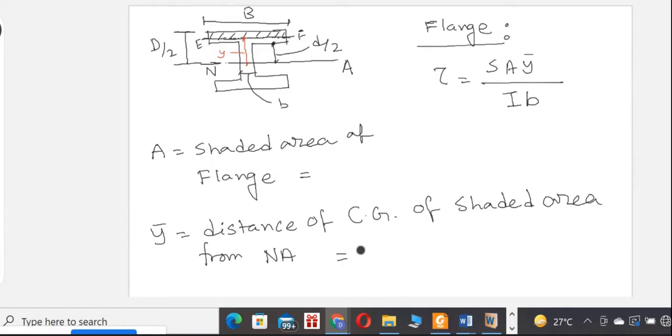What is the shaded area of the flange? A. We have done it in similar for the rectangular part. Please go back and have a look. So capital B into dy. Capital B into D by 4. Capital D by 4. Okay. Anyone else? Is he right?